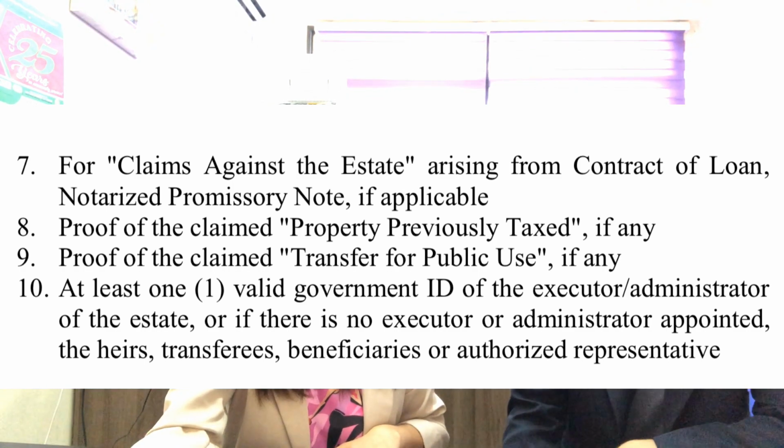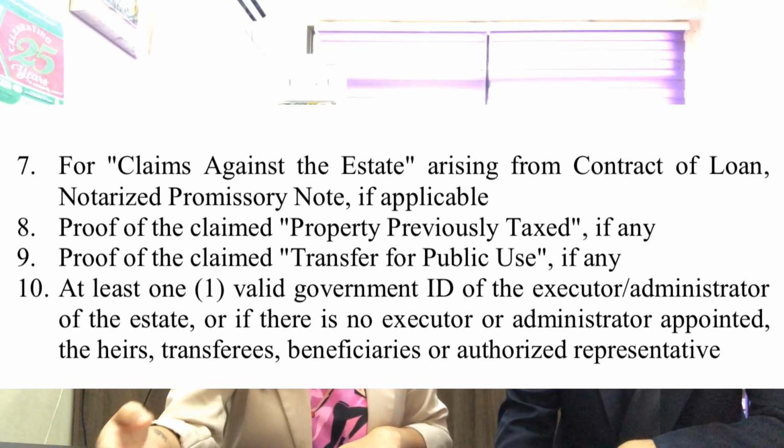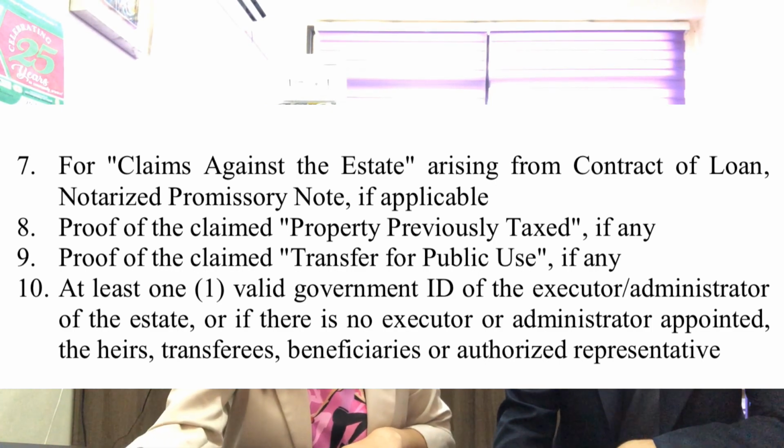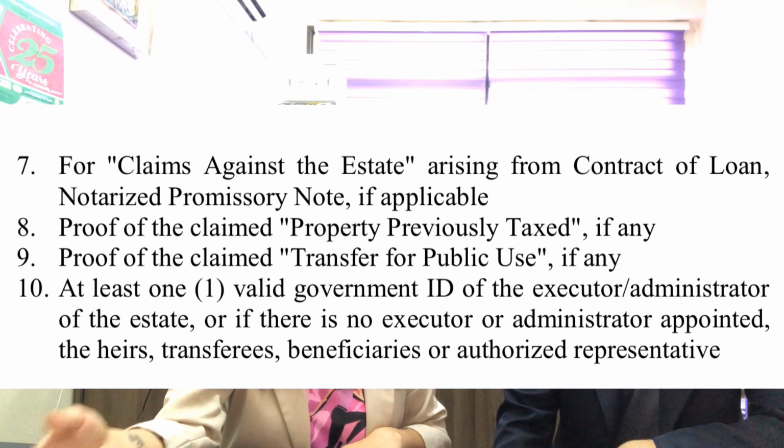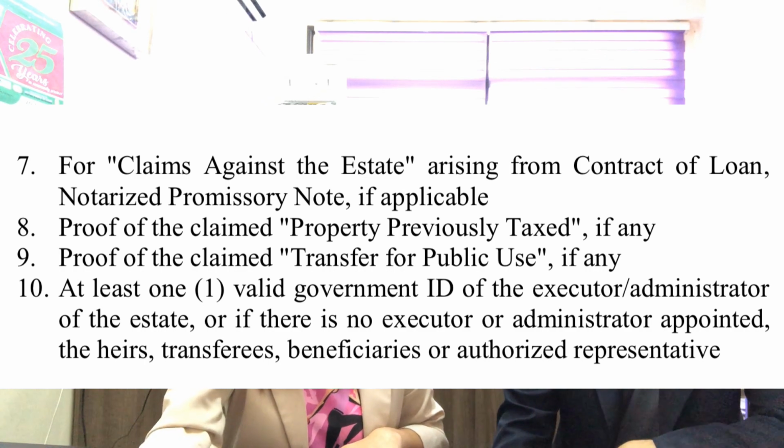Number 9 is proof of the claimed transfer for public use, if any. So, if the decedent has donated some of his properties for public use, then you can claim that as a deduction provided you furnish the BIR with proof.